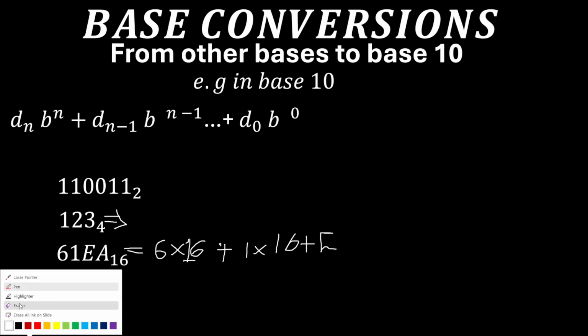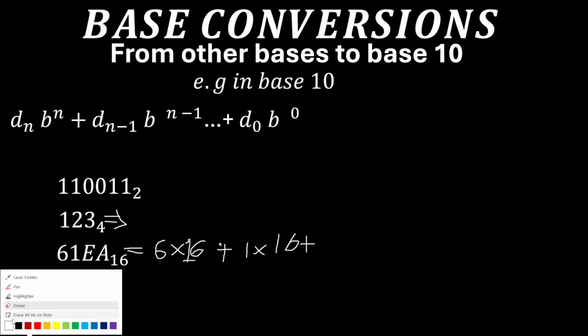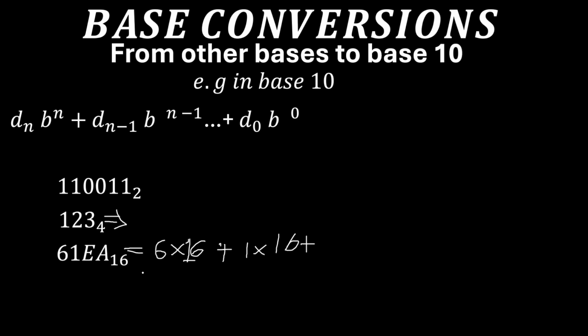Any conversion where the digit is more than 9, are you getting me? Then 10 will have a certain value, 11 will have a certain value, 12 will have a certain value. If you look at E here, its value should be 14. Yes, its value should be 14. E is 14, because 10 is A, 11 is B, 12 is C, 13 is D, 14 is E.